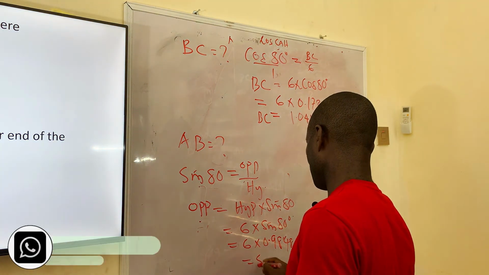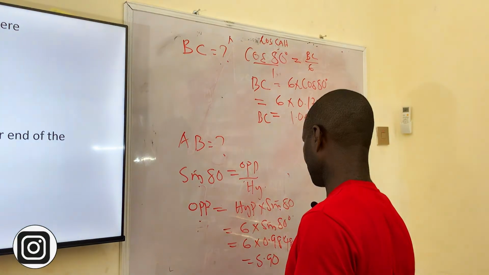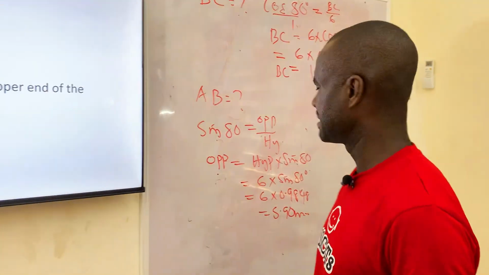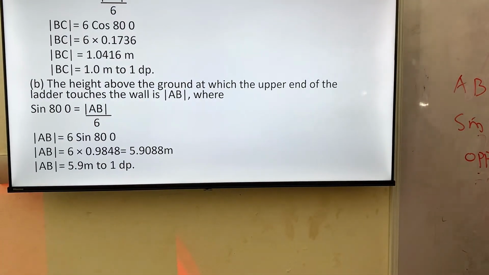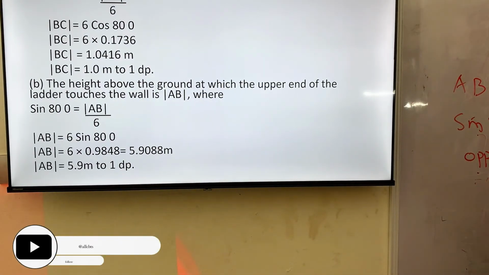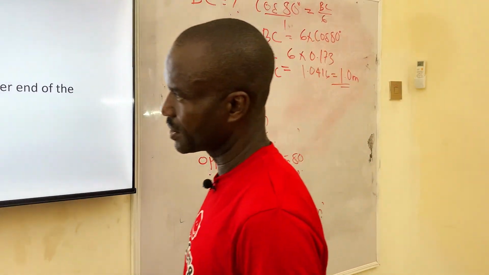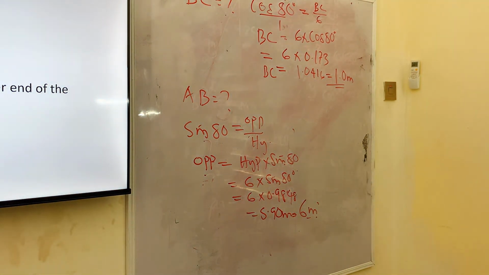This gives us 5.90 meter. Approximately 6. We can approximate to be 6. If we approximate this gives you 6 meters. So any questions so far?